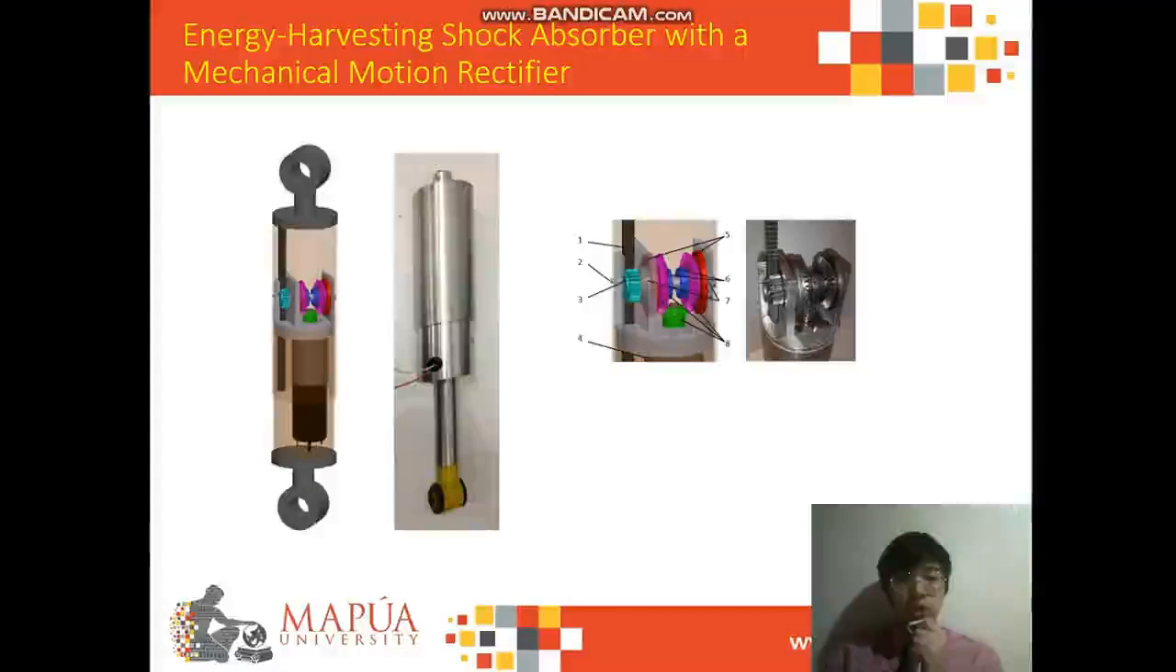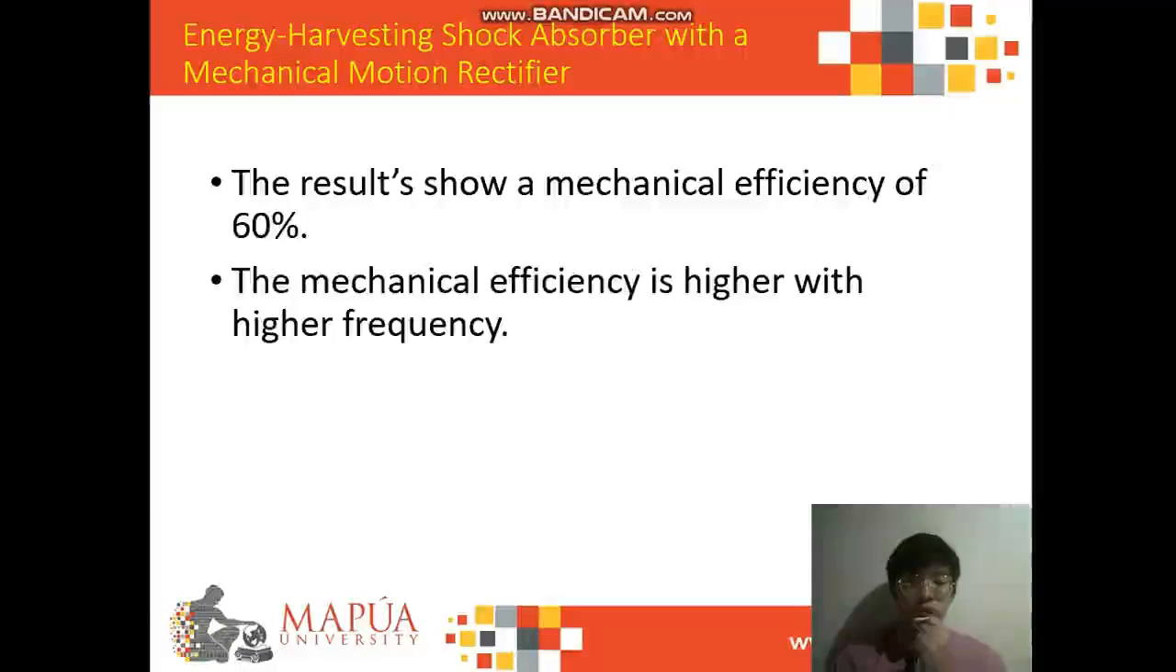This picture shows their prototype, and the mechanical motion rectifier is inside the shock absorber. So the result shows a mechanical efficiency of 60%, and it was said that mechanical efficiency is higher with higher frequency. And that's for my presentation, and thank you.